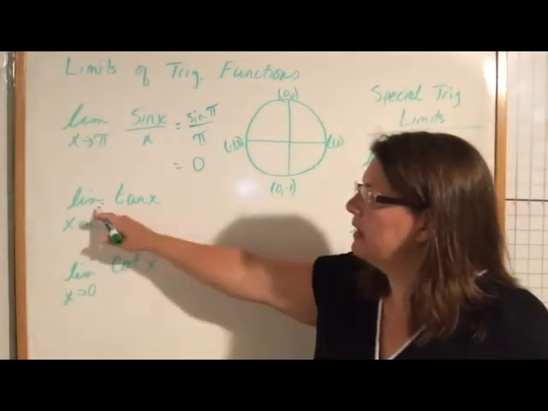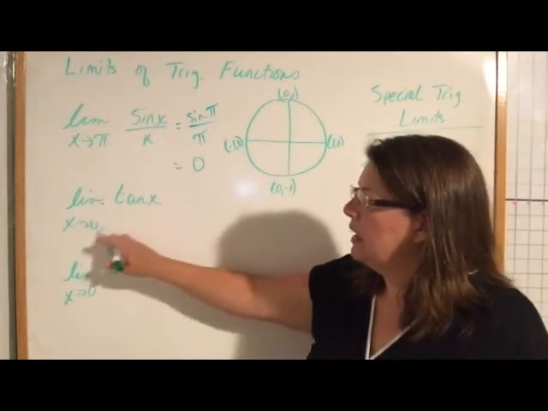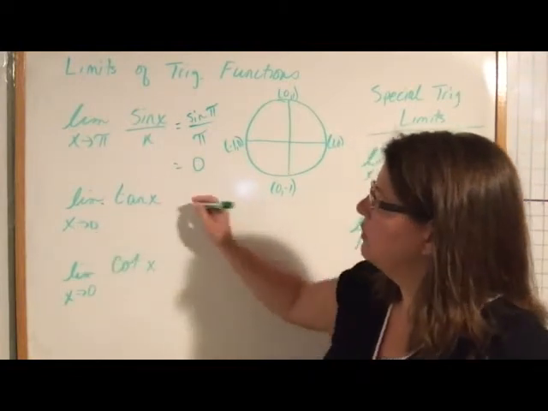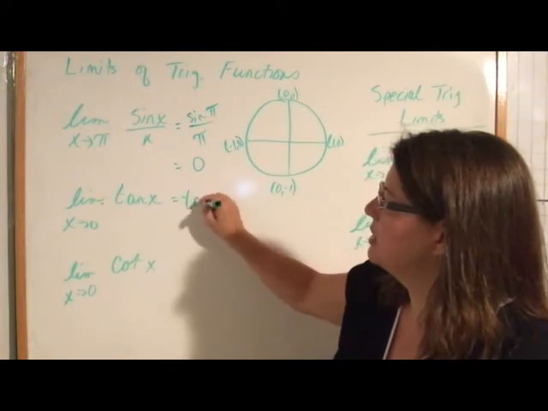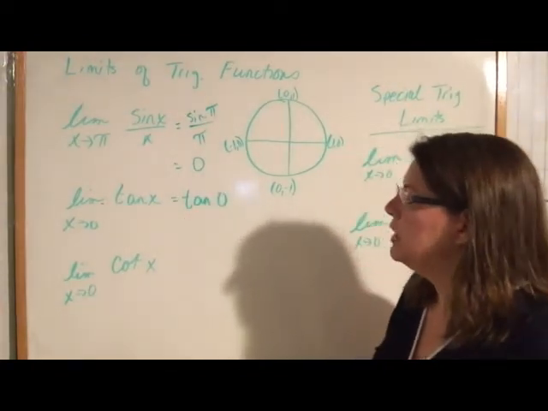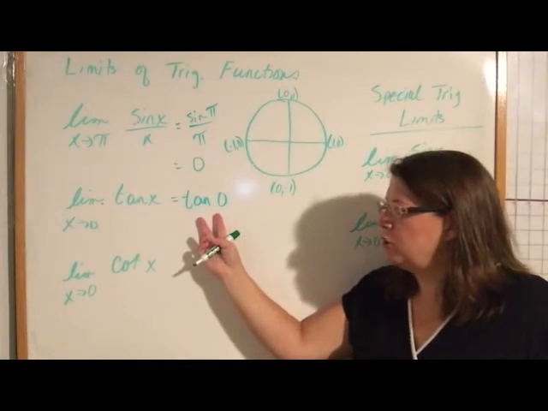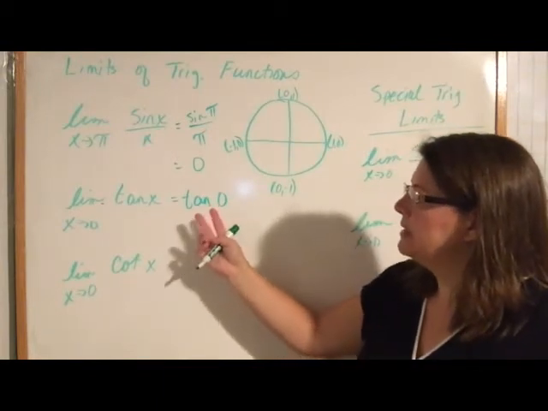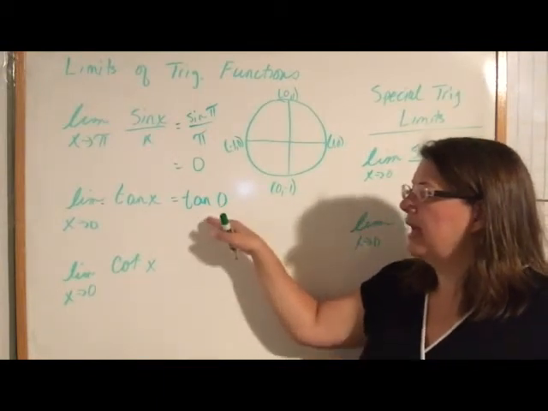In the next one, we've got the limit of tangent of x as x approaches 0. So we're going to do direct substitution. That's just tangent of 0. And we know from Algebra 2 that tangent is sine over cosine.